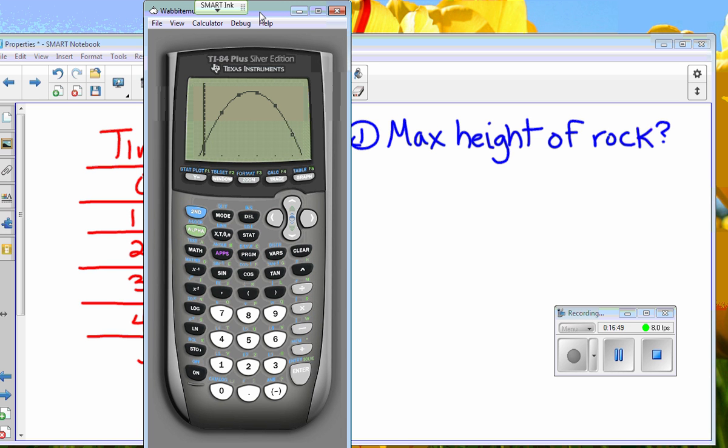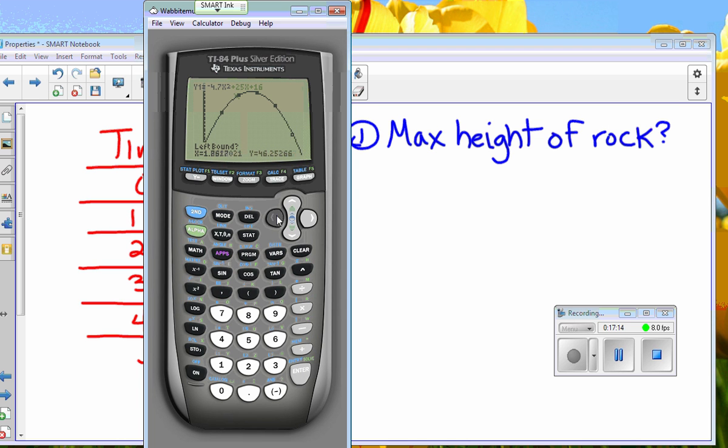All right. How do I answer the question? What is the maximum height of the rock? Where do I go to do it? What do I use? I calculate what? The maximum. That's what I'm going to do. So I'm going to go ahead and calculate, second calc, and I'm going to calculate the maximum. The maximum is the highest point. I'm going to go to the left of it, to the right of it. It's going to ask us those questions.